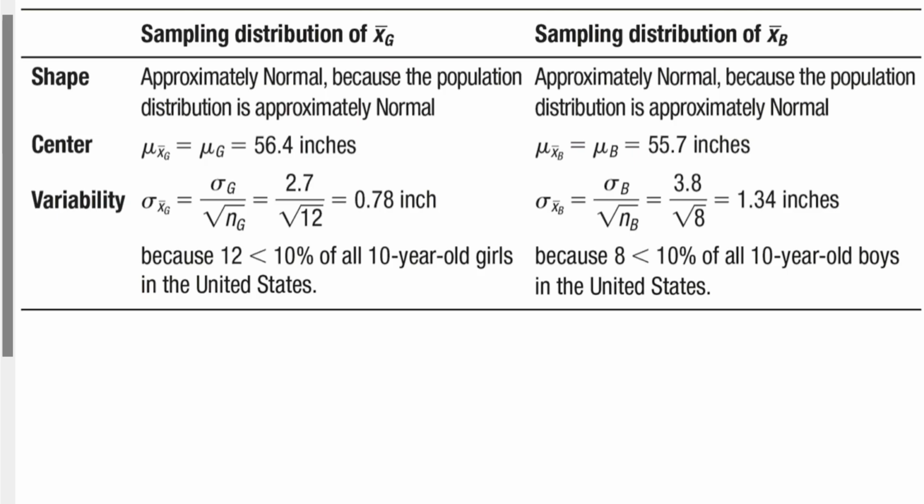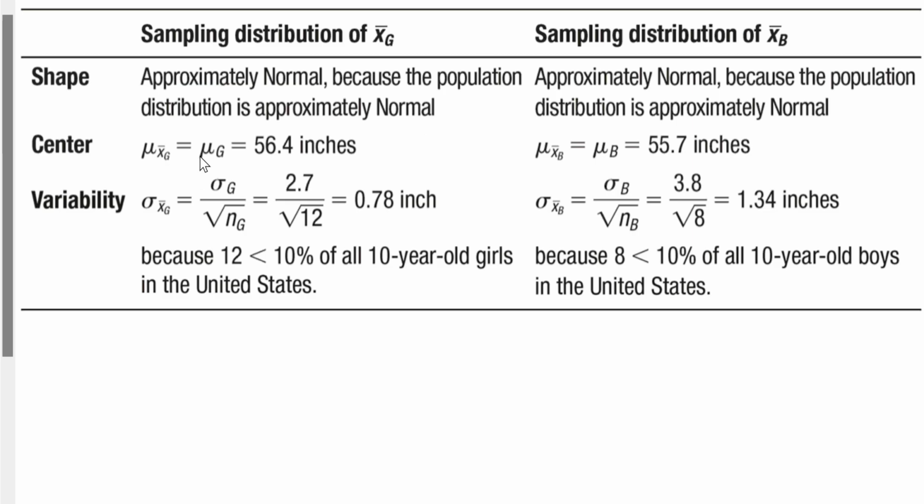And let's take a look at what you should get. So from that information, both shapes are going to be approximately normal. We know that not because there was a large enough sample size to say that it was the central limit theorem, but because the population distribution was normal. That means that the sampling distribution will also be normal for both. So we can say approximately normal for both.